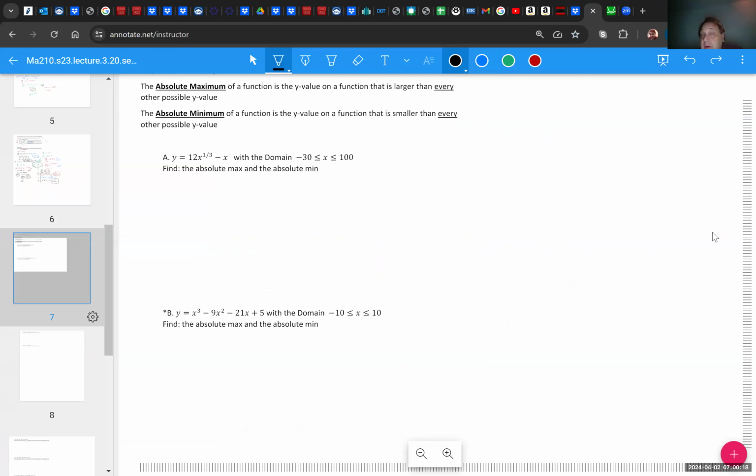All right. So the thing about an absolute max and absolute min is that they are always going to occur either at a critical point, which we've found several times before, or at an endpoint. So these always occur at either a critical point or an endpoint.